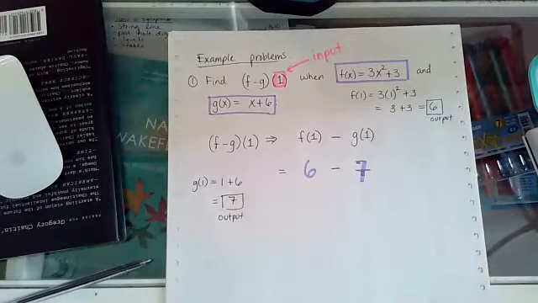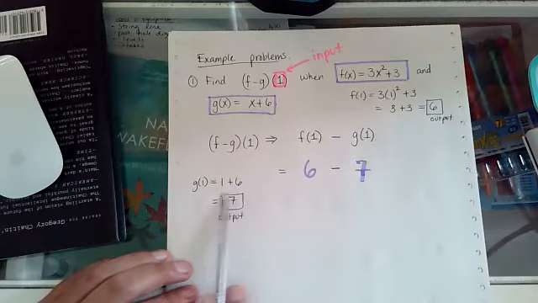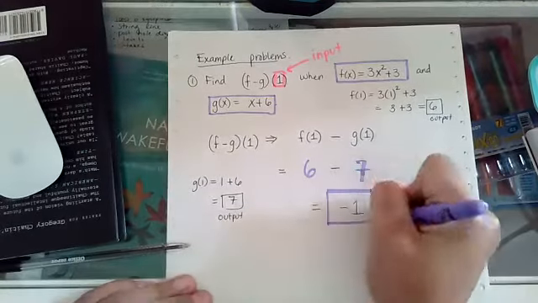So I've just taken this input value and plugged it into the second function. And so this operation that I was trying to do, f minus g evaluated at 1, says to take the outputs of each of the functions given this input and then subtract them. So 6 minus 7 is just -1. And that would be my final answer.